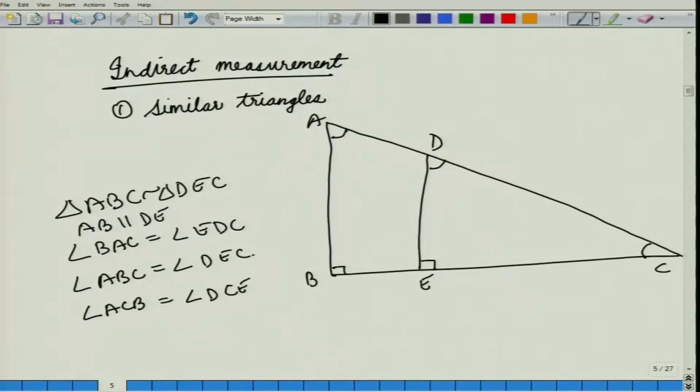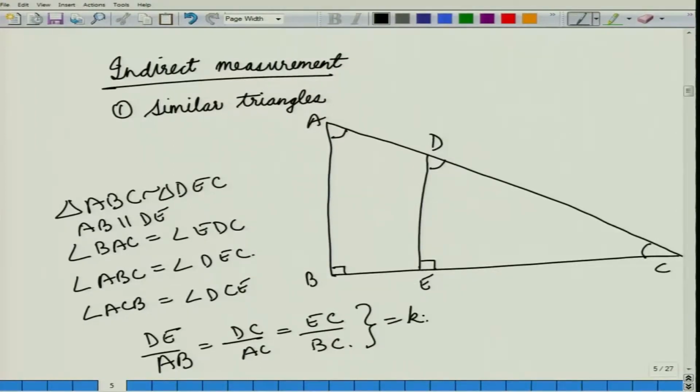So, when we have such a situation, when all these three angles are equal, we can have the relationship DE upon AB is equal to DC upon AC is equal to EC upon BC. That is, when all three angles of two triangles are equal, then their sides are in a constant ratio. So, this ratio can be called K.